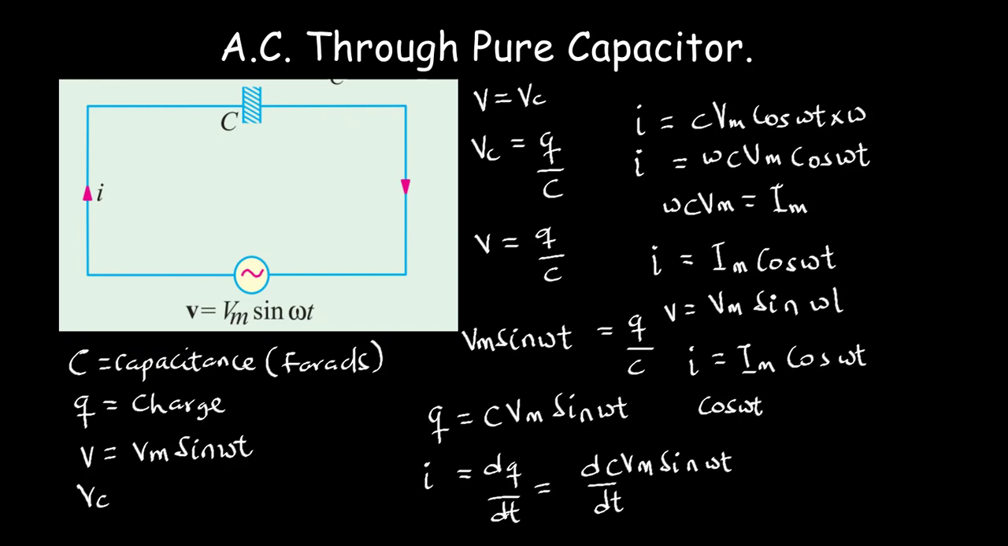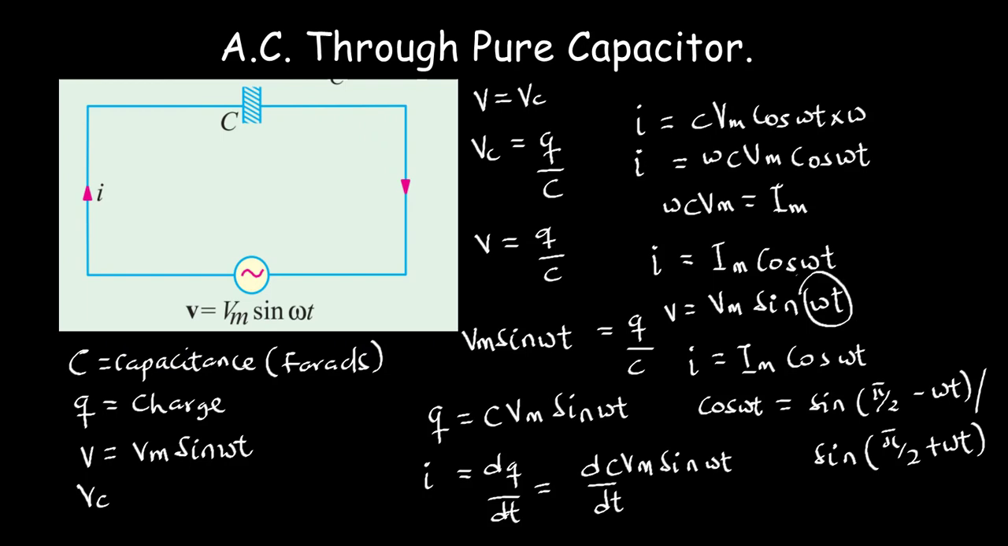You can get cosine of omega t to be the same as sine of pi on 2 minus omega t, or sine of pi on 2 plus omega t. But you see that for the voltage, the omega t is positive, so you have to use the second conversion so that it will match what we are doing. So let's go ahead.